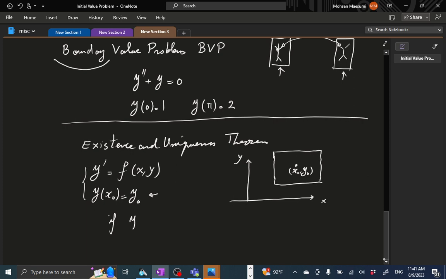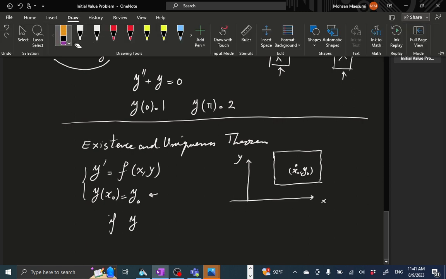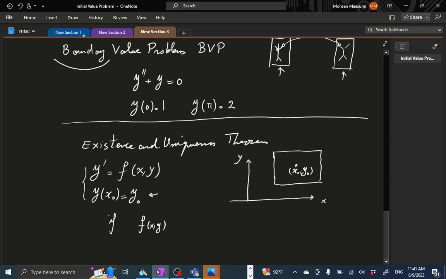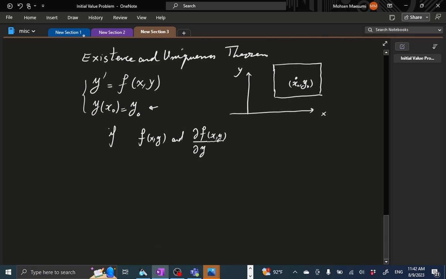If f of x and y and the partial of f with respect to y, which means taking the derivative of f with respect to y, something you see in calculus 3, are continuous on, let's call this rectangle R. If you are not familiar with it, don't worry, it just means differentiating with respect to y. If it's continuous on R, then there is a unique solution.